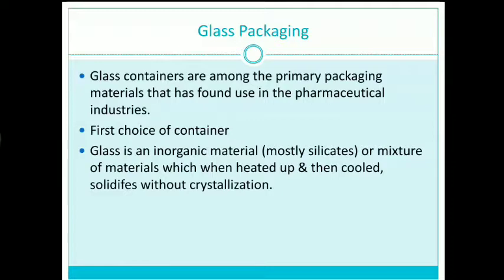Primary packaging means that if you have prepared a liquid dosage form or semi-solid dosage form, you will require a glass container. You can say that perfume is also made up of glass containers. A large number of pharmaceutical formulations are packaged using glass containers. That's why we can say it is the first choice of container. And glass is an inorganic material, mostly silicates or a mixture of materials, which when heated and then cooled solidifies without crystallization.